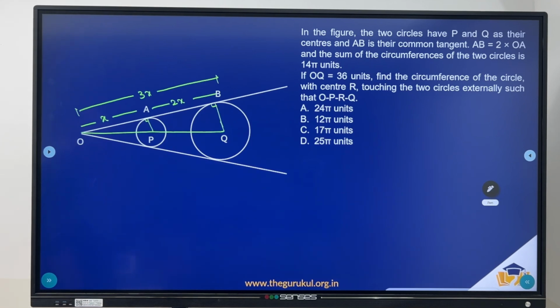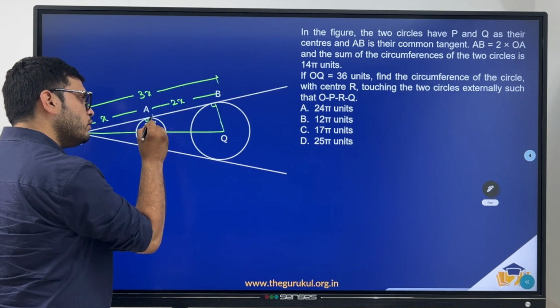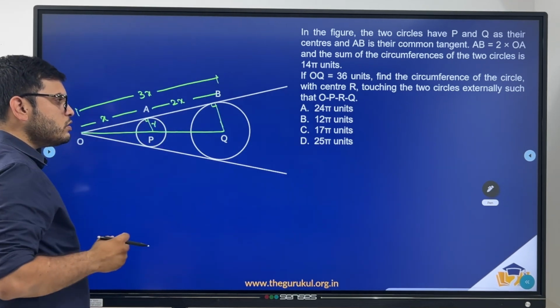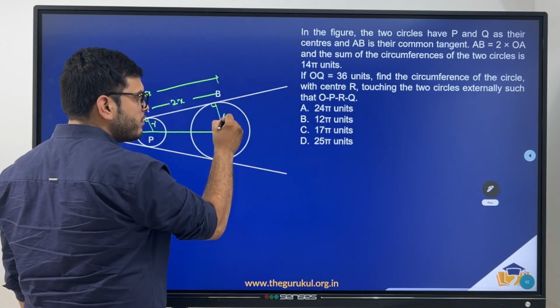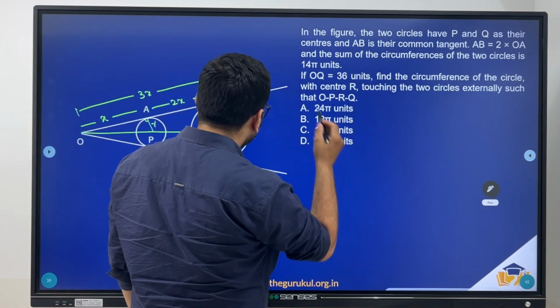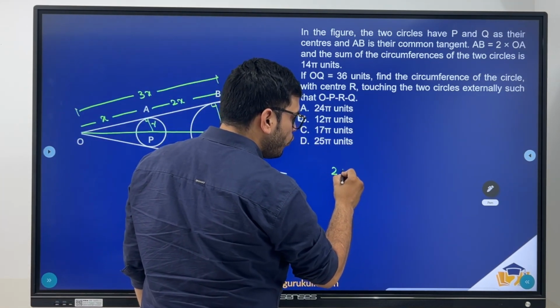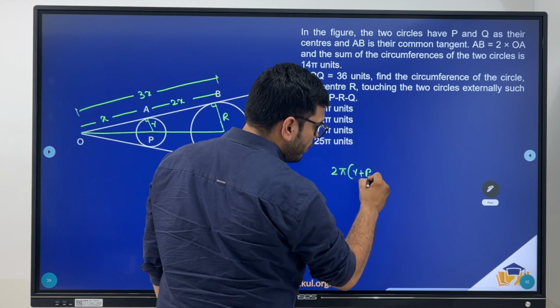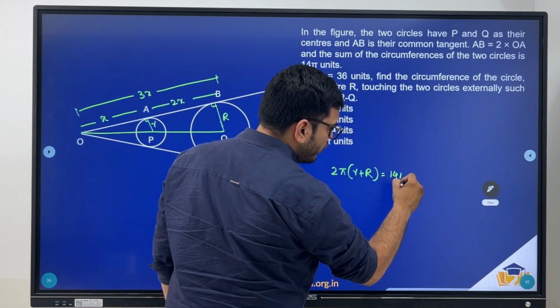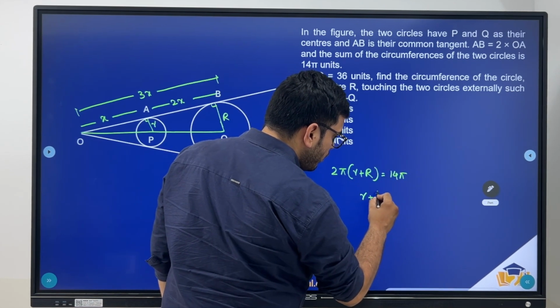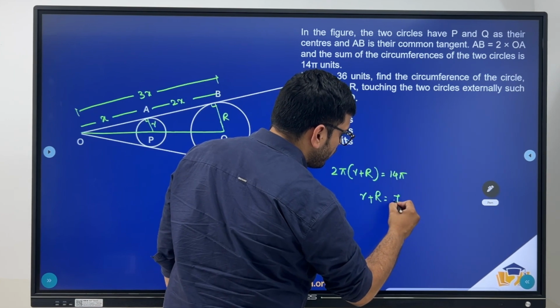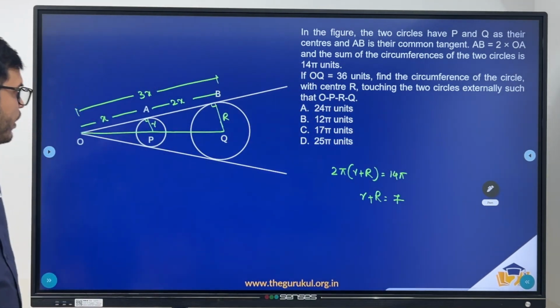And the sum of the circumferences of the two circles is 14 pi. Now if I consider the radius of this small circle as small r and this as capital R, we have the sum of the circumferences 2 pi into r plus R. Now this is given to be 14 pi, or the sum of the radii is 7 units, right?